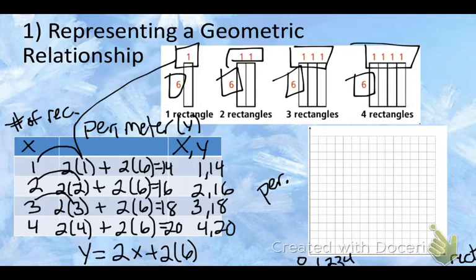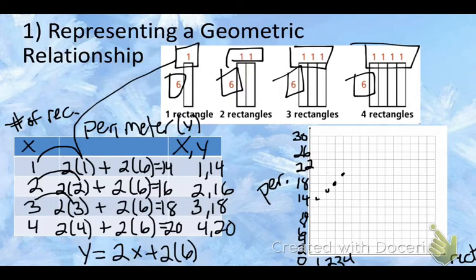On the left side, I'm going to count by 2s, 2, 4, 6, 8, 10. I'm going to skip lines here just because I cannot write that small. 14, 16, 18, 20, 22, 24, 26, 28, and the top would be 30. And I can graph that. 1 had a perimeter of 14. 2 rectangles had a perimeter of 16. 3 had a measurement of 18, and 4 had a perimeter of 20.